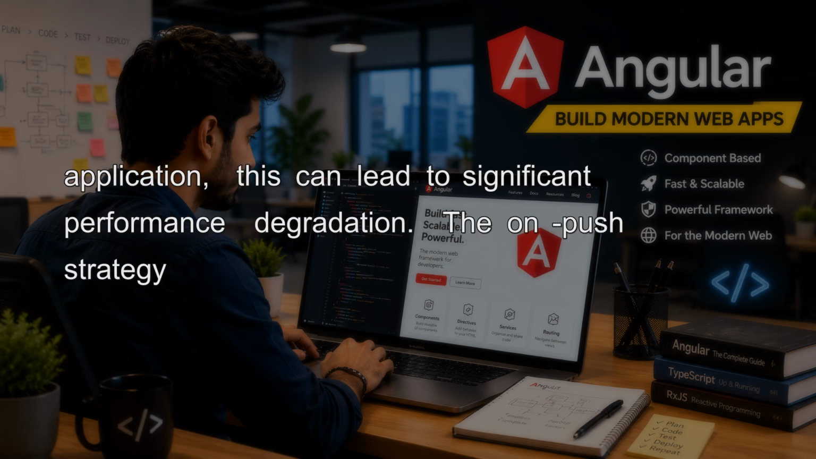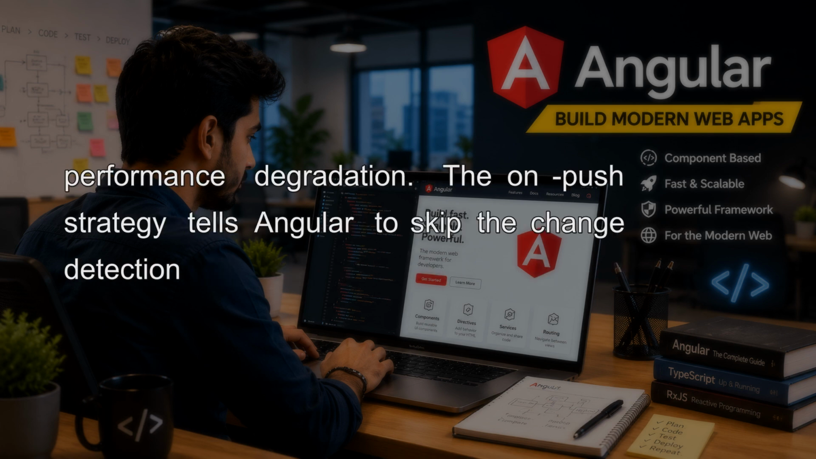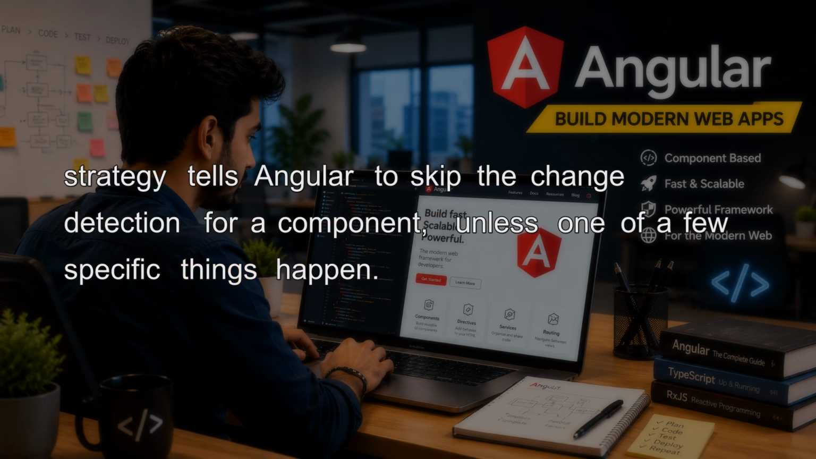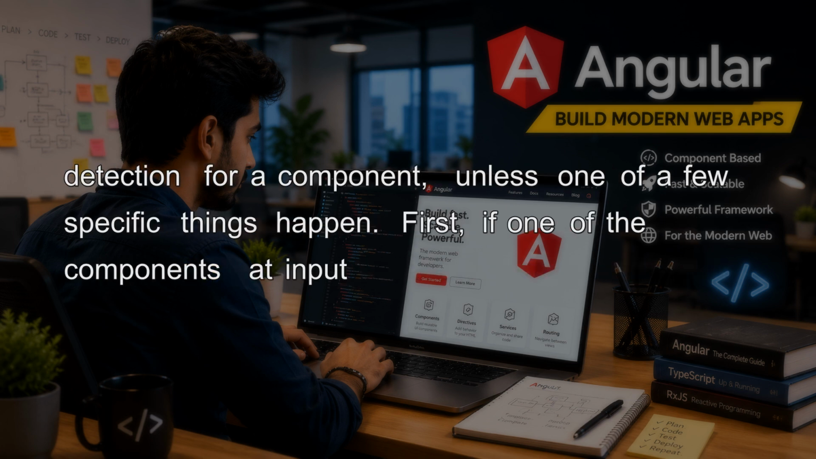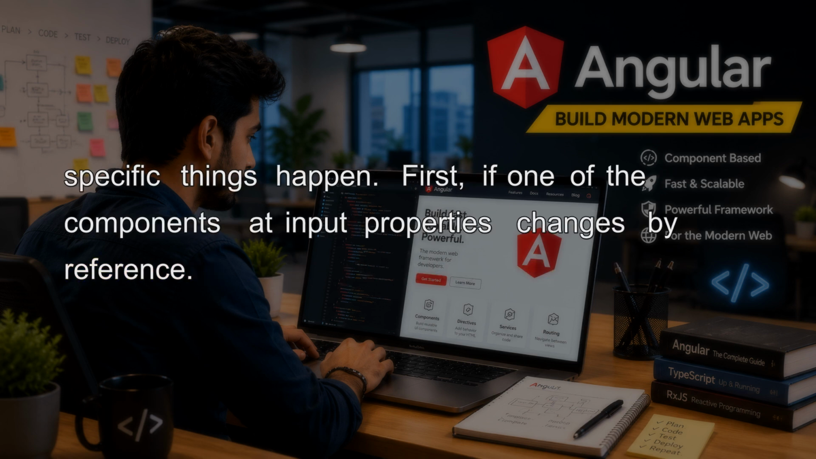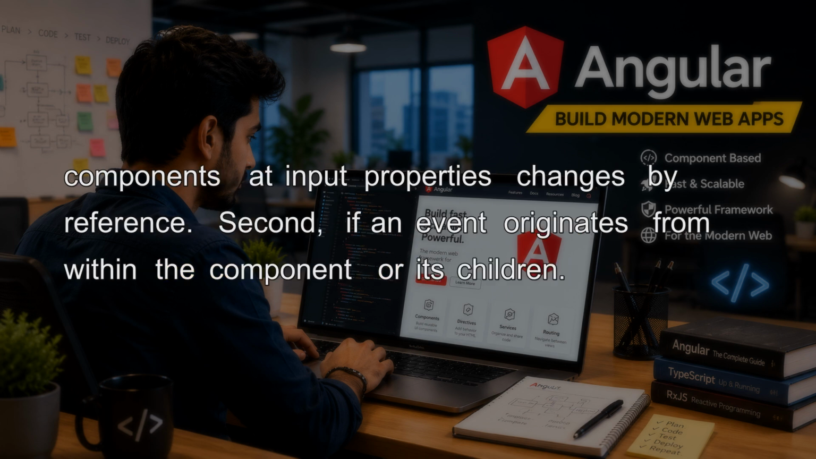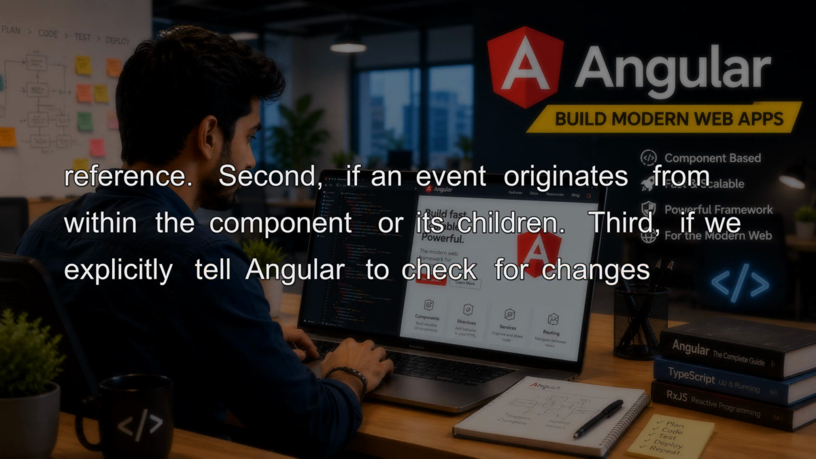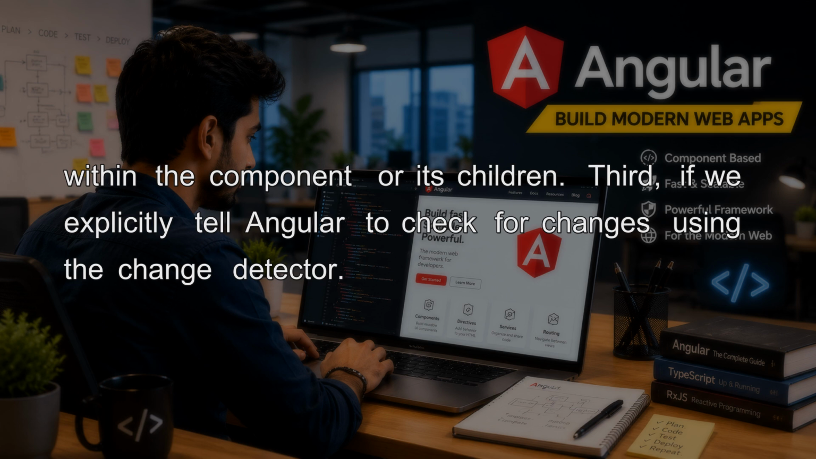The OnPush strategy tells Angular to skip the change detection for a component unless one of a few specific things happen. First, if one of the component's input properties changes by reference. Second, if an event originates from within the component or its children. Third, if we explicitly tell Angular to check for changes using the ChangeDetectorRef.